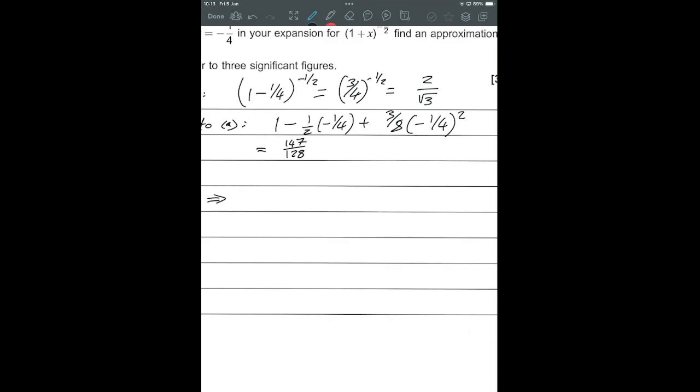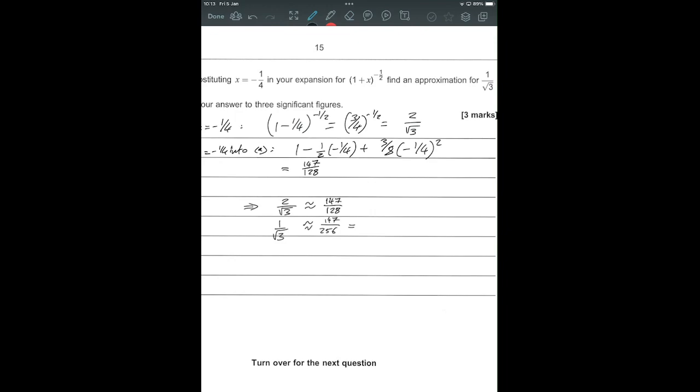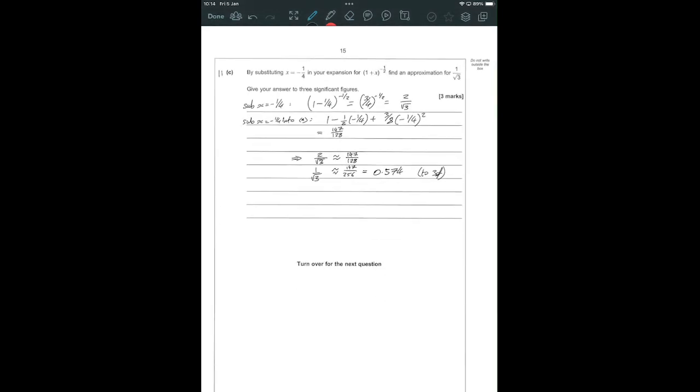So what that is saying is this 2 over root 3 is roughly the expansion solution. So 1 over root 3 is roughly 147 over 256. The question wanted it to 3 sig fig, so I'm actually going to give it as a decimal to 3 sig fig: 0.574. One thing I am going to check as well before I move on, another good checking technique, is I'm going to work out in my calculator what 1 over root 3 is. And I'm hoping, yep, it is very, very close. It's 0.577. This is 0.574. So we got very close to our approximation there.